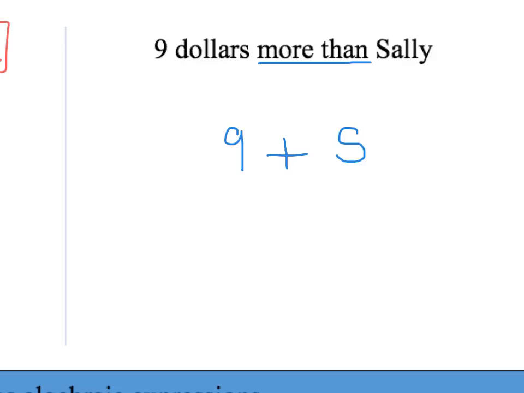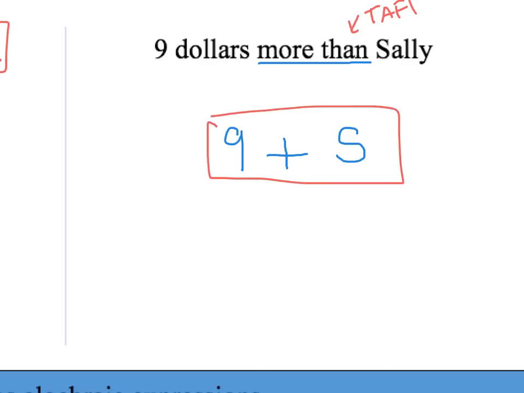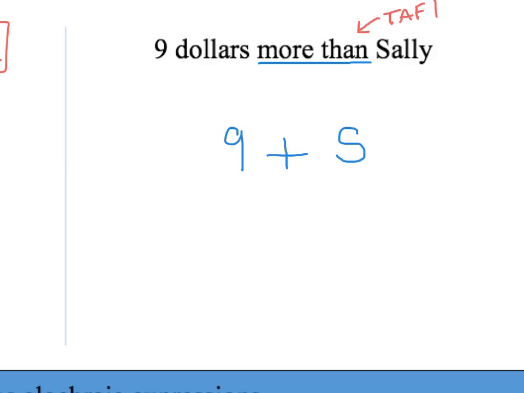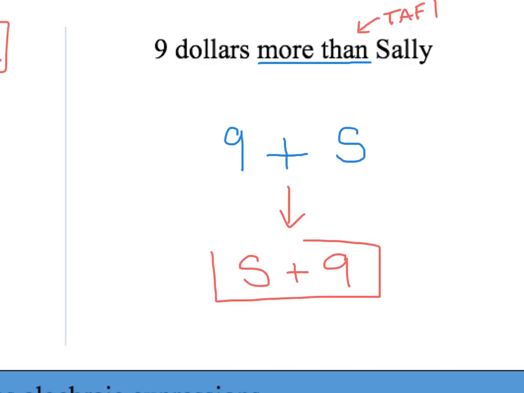We've got our algebraic expression, but it's not completed because remember, more than or than is a taffy word, which means we need to flip the order of our numbers. So this would not be the answer we're looking for. The answer I'm looking for is to flip the order of the numbers. So because it says than, my answer should be S plus 9 because I flipped the order of the numbers.